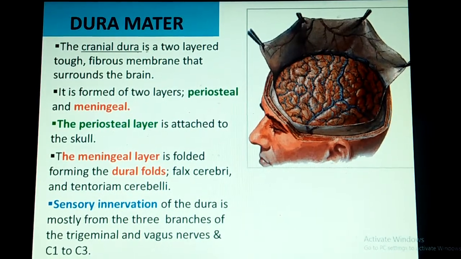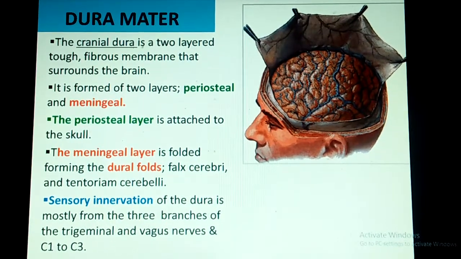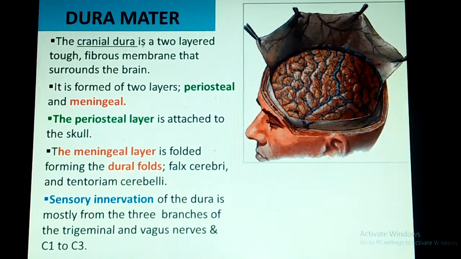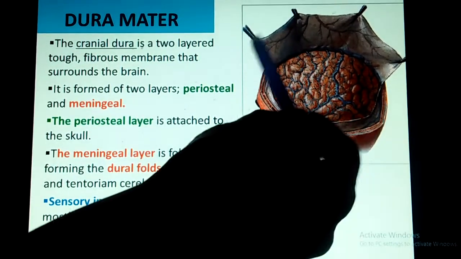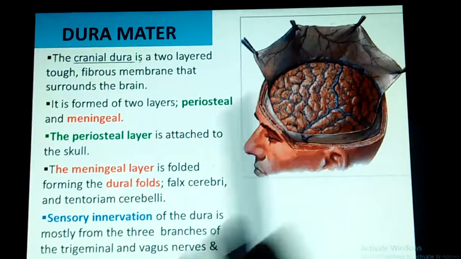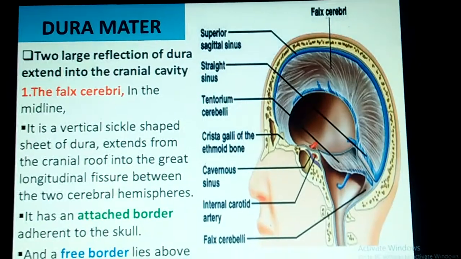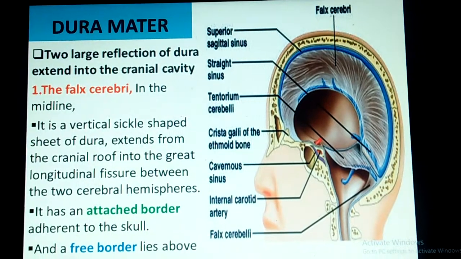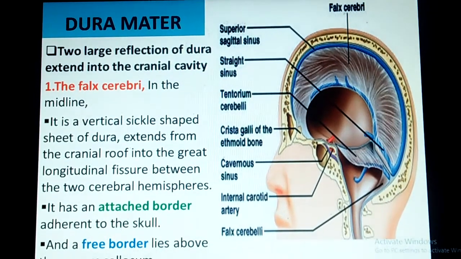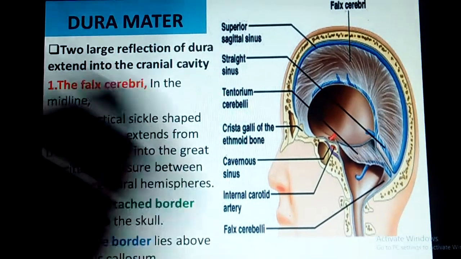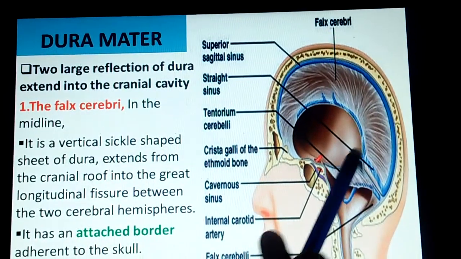Sensory innervation of the dura is mostly from the three branches of the trigeminal and vagus nerve and C1 to C3. This one is the meningeal layer of the dura mater. Two large reflections of the dura extend into the cranial cavity, the falx cerebri. This is the falx cerebri.